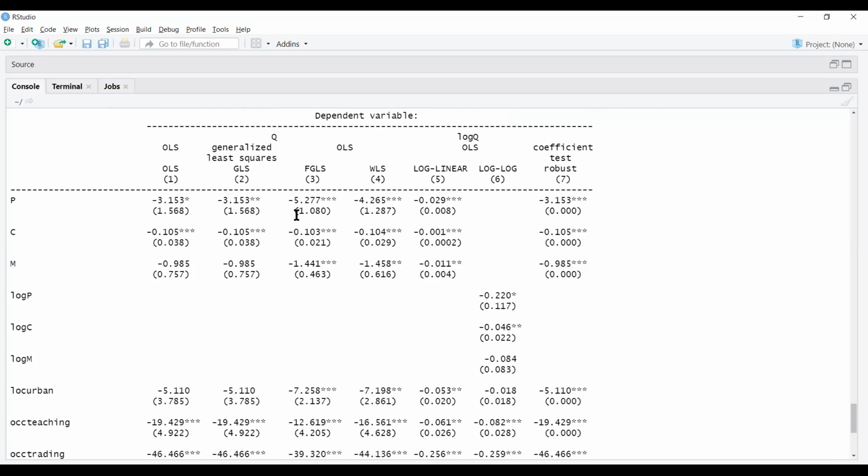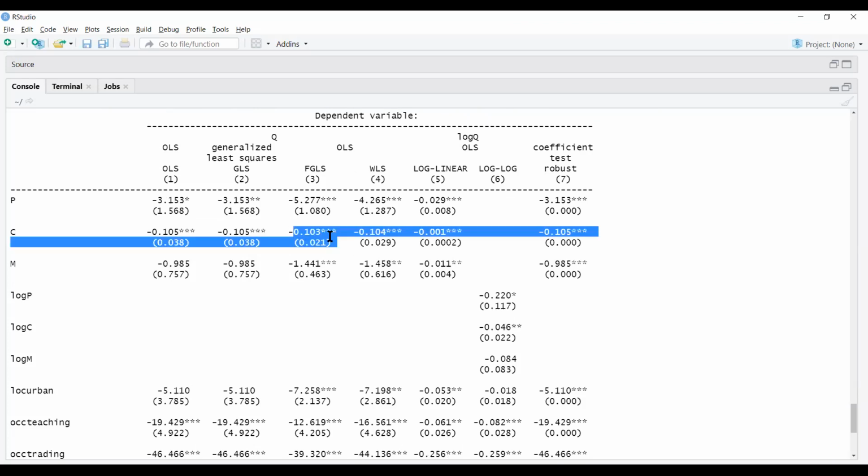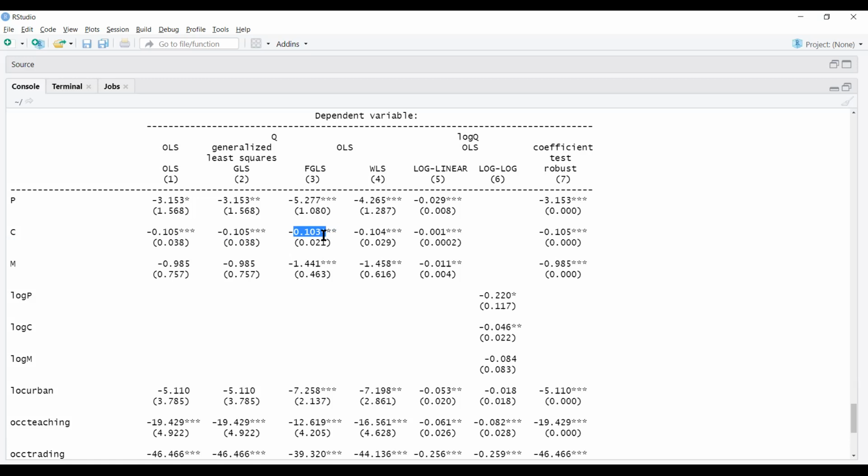Now, let me tell you something interesting about it. Apart from the price, look at the complement price. The coefficient is significant at 1%, like the OLS one. I'm always comparing it to the OLS. The values are almost the same. Somebody said the log linear, not small, but because it's in percentage change instead of units. Yes, you can check it.